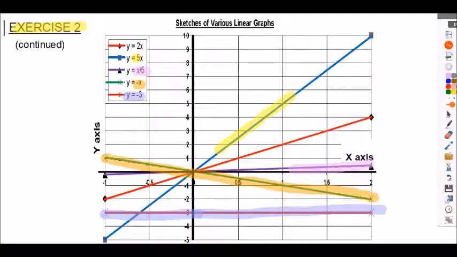So what this little exercise is trying to show us is that the bigger the m, the steeper the gradient, and a positive gradient is like walking up a hill from left to right. When the m is negative, that's like walking downhill from left to right. And when there is no x term in the equation, we have a horizontal line.